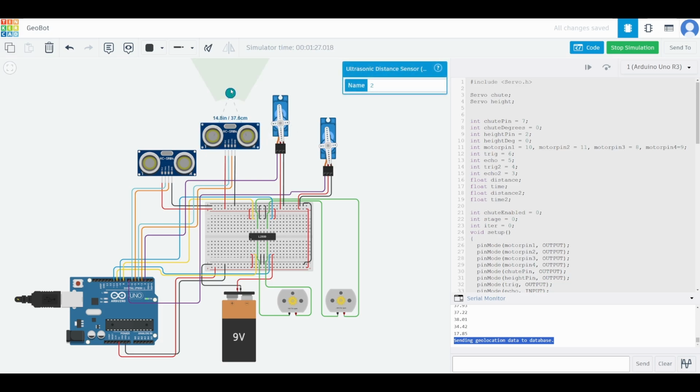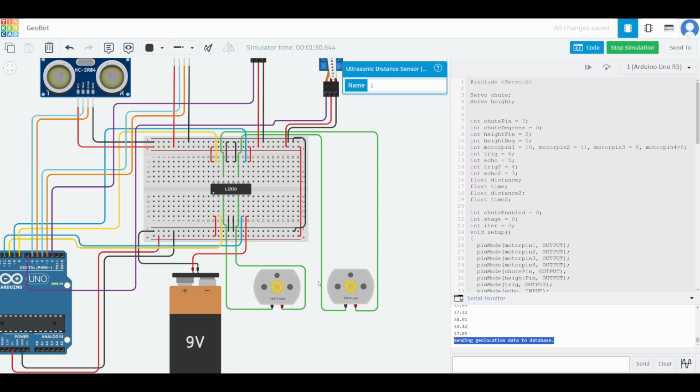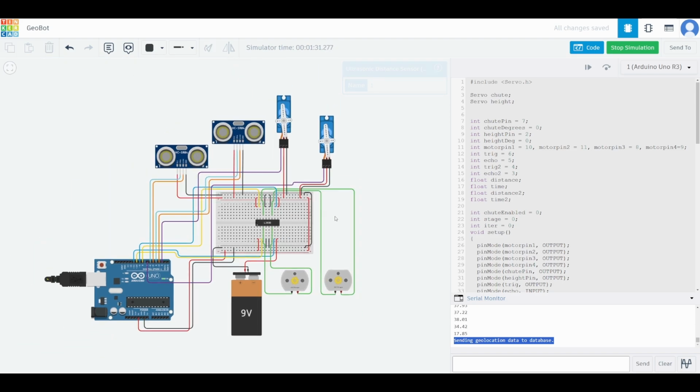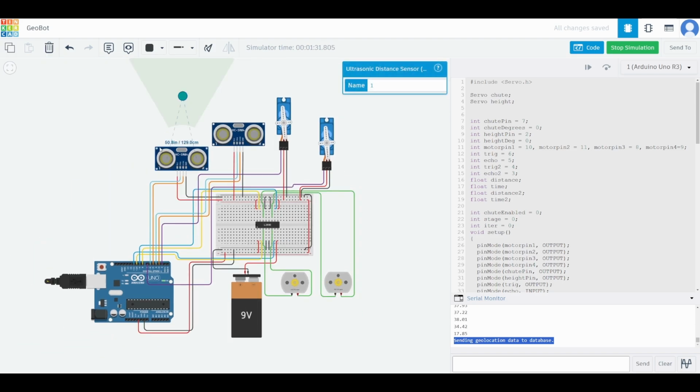So then this would go back up, and then since we're moving backwards, the distance between the object would go further away. Once we're about 15 inches or so, then our robot would start moving forward and continue with the path that we were originally on, and it basically goes back to stage 0, and continues going until we finish the process of putting all the geolocations that we want.